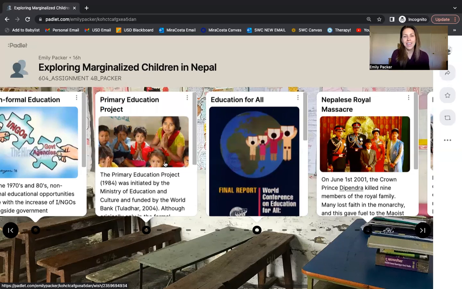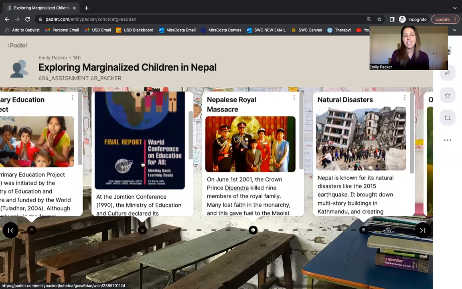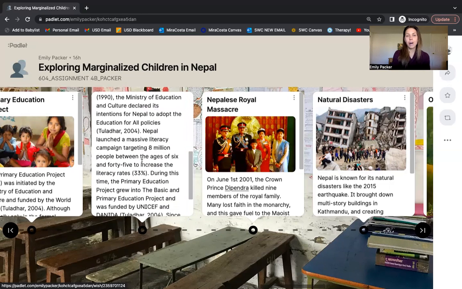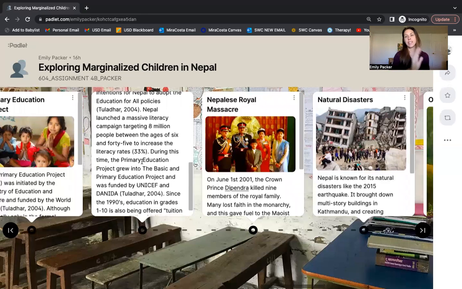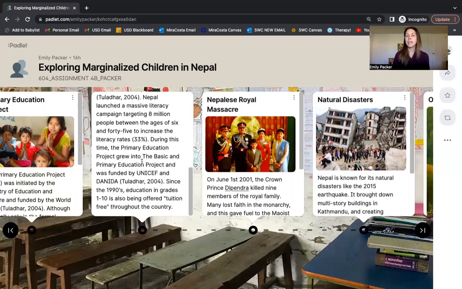So Education for All happened in the 1990s at the Jomtien conference in Thailand. Nepal was extremely inspired. The Ministry of Education and Culture declared its intentions to adopt the Education for All policies, and they went straight ahead. They targeted 8 million people between the ages of 6 and 45 and increased the literacy rates by 33%, which is just a huge jump.